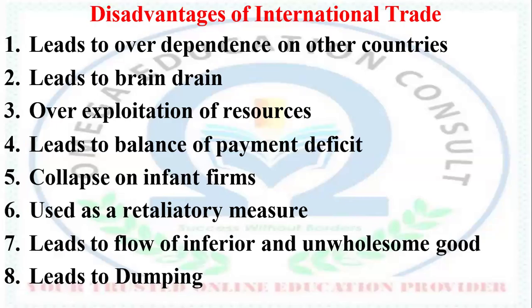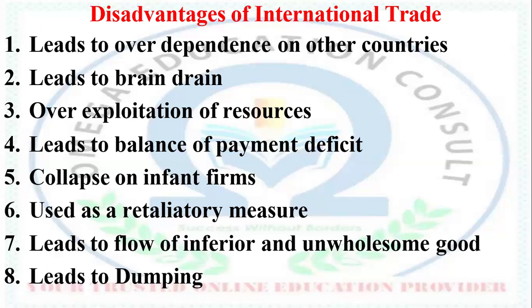So a given product produced at a cost of 10 cedis in Ghana and is sold at 12 cedis in Ghana of the same quality, that product is sent to Nigeria and is sold at 8 cedis. Because we are selling the same product at 8 cedis in Nigeria and it is lower than what is sold in Ghana, Nigeria will consider that as dumping. Right. Now, this practice is very dangerous because it has the potential of collapsing locally established companies.